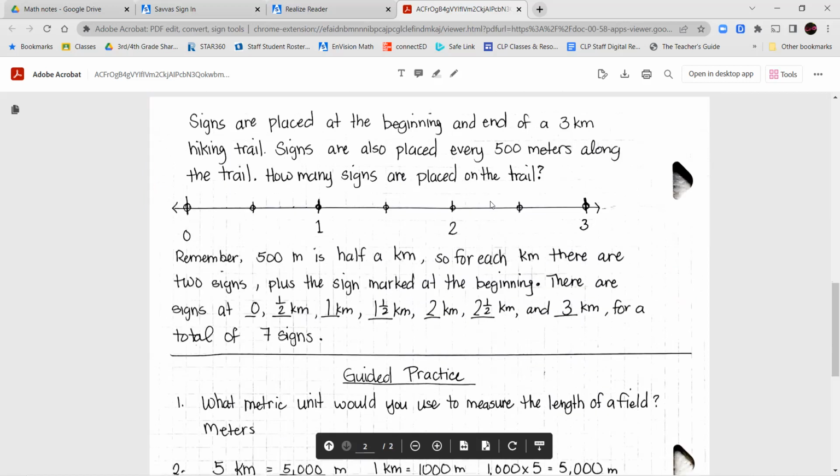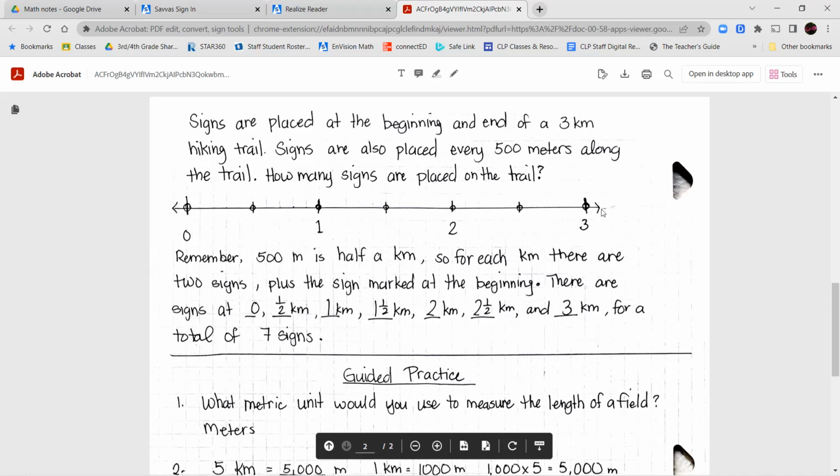Our next example says signs are placed at the beginning and end of a 3-kilometer hiking trail. Signs are also placed every 500 meters along the trail. How many signs are placed on this trail? So we know 1 kilometer is 1,000 meters. So if it's placed every 500 meters, that means every halfway point.